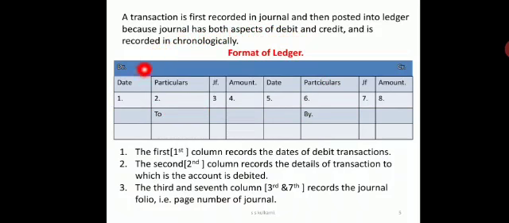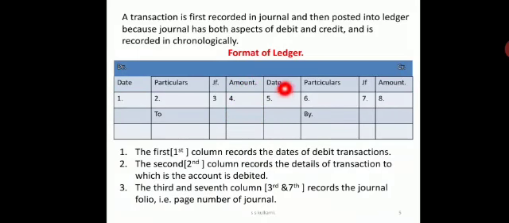So why is this debited? If this amount is debited, write it on the debit side. And if this account is credited, write it on the credit side. Next, you have the third column which records the journal folio. This is the page number of the journal. Now here the amount of debit has to be recorded in the amount column.